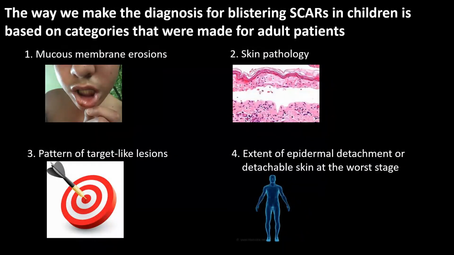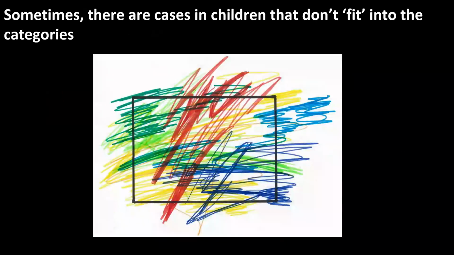So in the last slide, we talked a little bit about how time from the start of the problem can affect a diagnosis of, for example, SJS versus TEN, depending on how much of the skin is affected. But another challenge with diagnosing blistering scars in children is that the categories were made for adult patients, and it's not clear that we can directly apply these to children. Especially in pediatrics, we have patients that just don't fit nicely into the categories, that don't stay within the lines, that don't fit in the box.